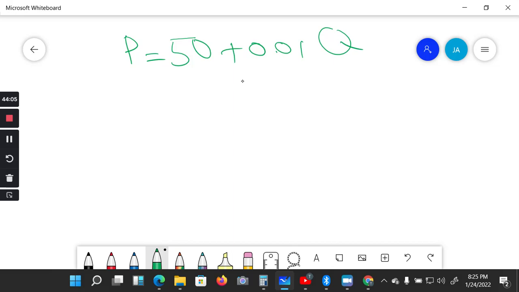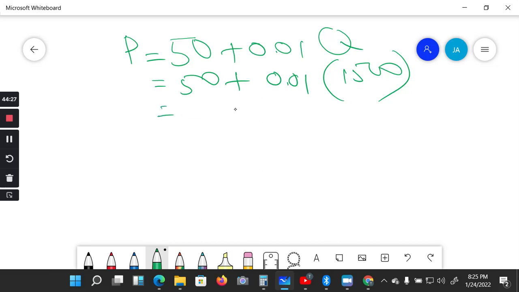50 plus 0.01 Q, which is 50 plus 0.01 times Q. We've just calculated Q as 1,500. Still remember, just rewind your video, you can see that we've just calculated that Q is 1,500. So if we do our mathematics, you can see that it's now 50 plus 15.